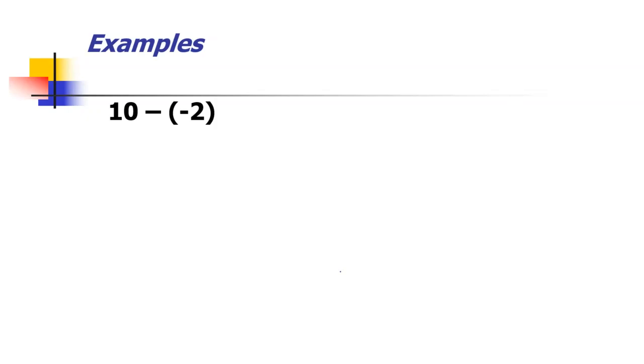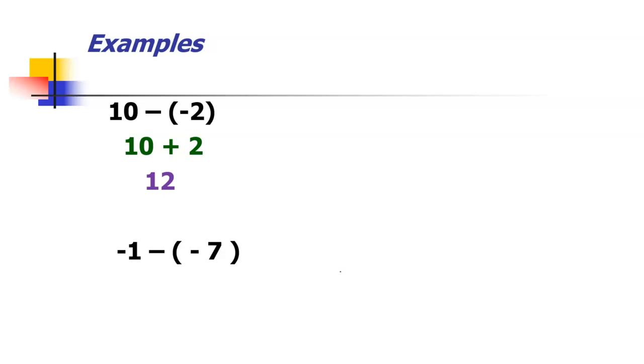Let's look at this example. Whenever you have two negative signs next to each other, with the parentheses, the first thing you want to do is switch the negative and negative sign into a positive. So here, once I change my sign to positive, the parentheses are gone. Now 10 plus 2 is simply 12.